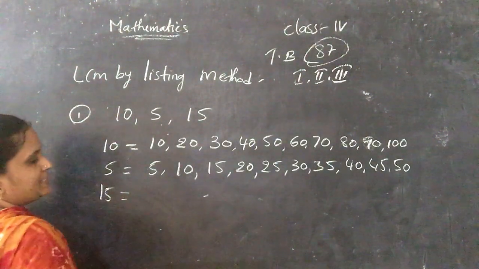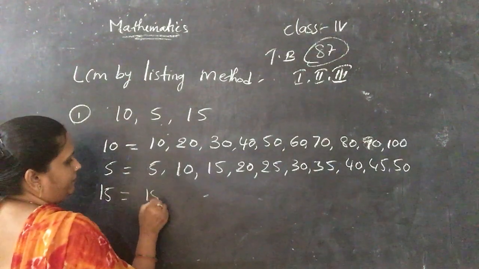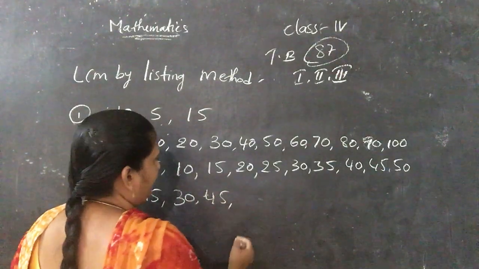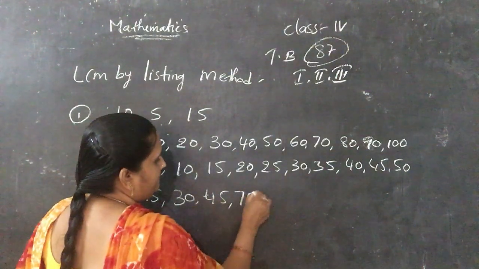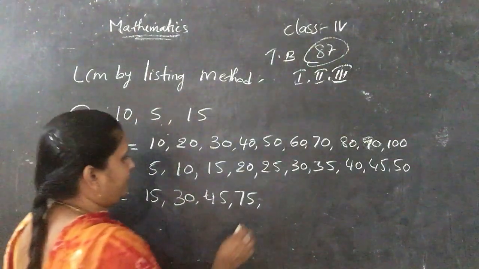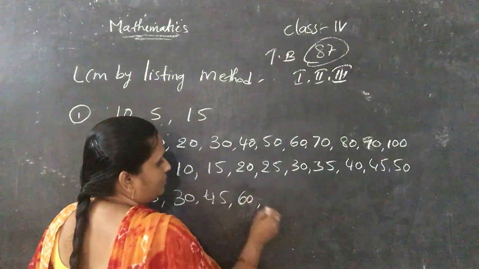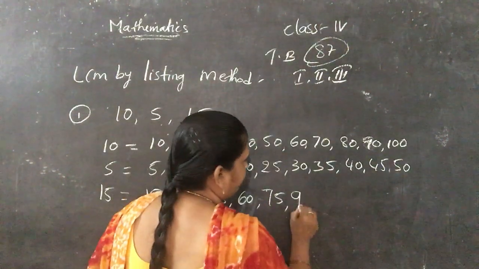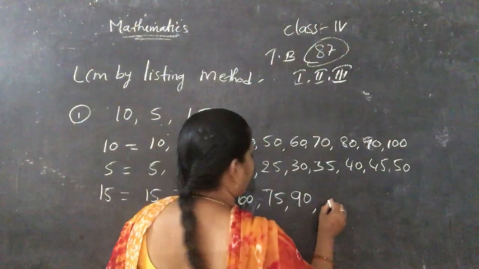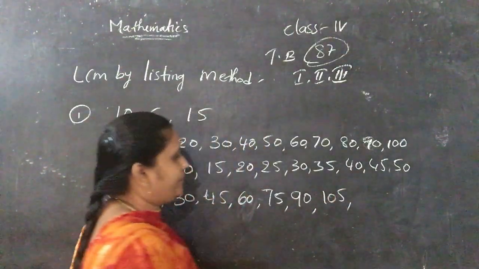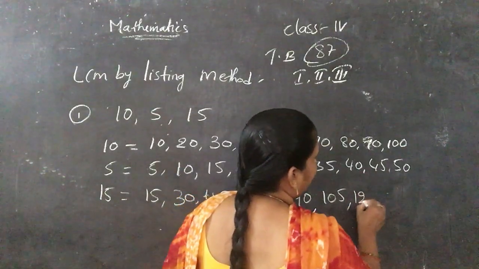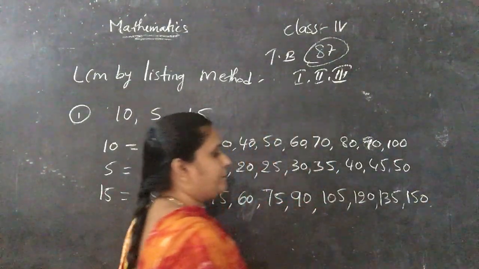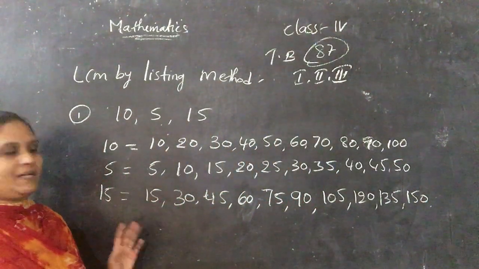For 15 also the first 10 multiples have to be written. 15 ones are 15, 15 twos are 30, 15 threes are 45, 15 fours are 60, 15 fives are 75, 15 sixes are 90, 15 sevens are 105, 15 eights are 120, 15 nines are 135, 15 tens are 150. So these are the first 10 multiples of 15.